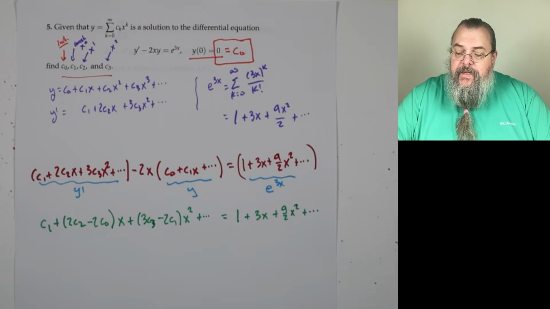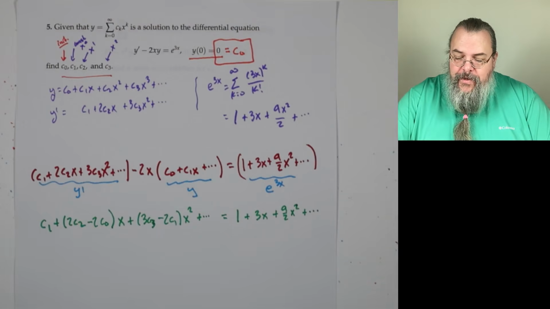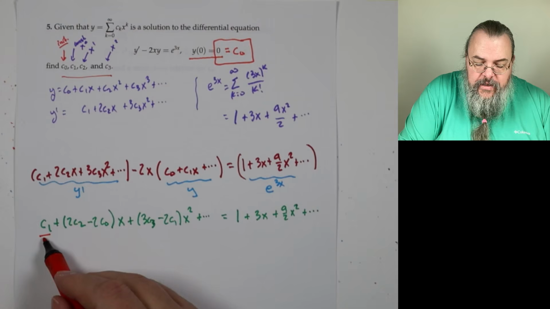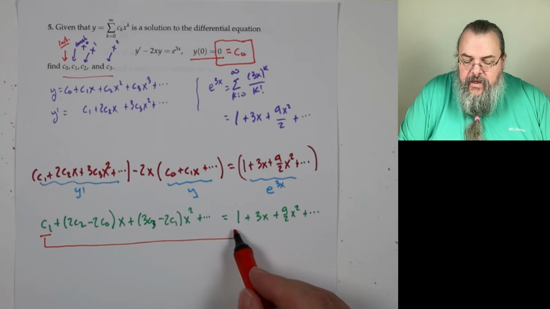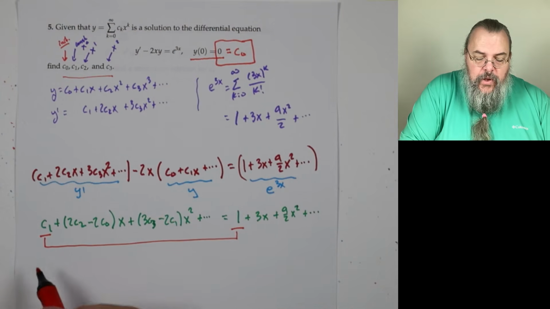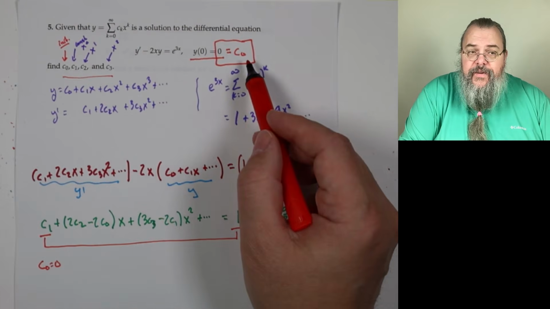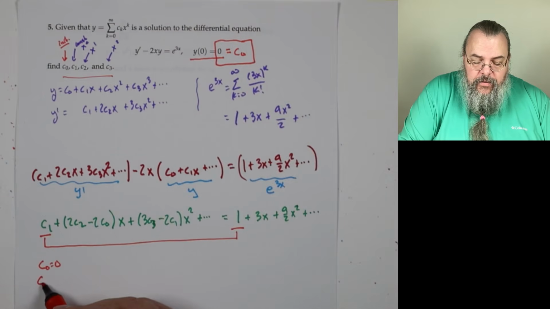And that leads us to the following. Well, we get that c1, the constant term, has to match the constant term. We already knew that c0 equals 0. I'm going to write that down for reference. We now know that c1 equals 1.